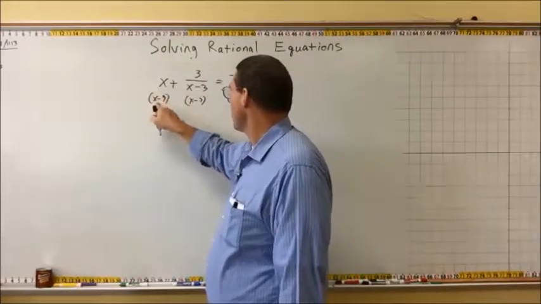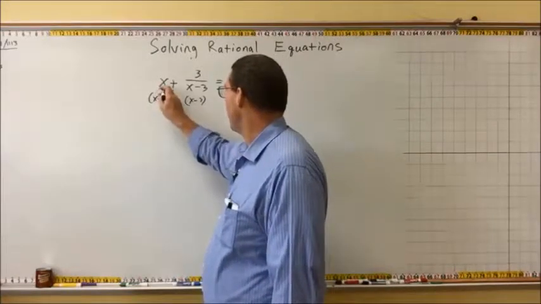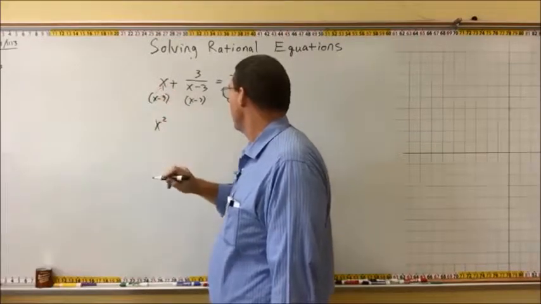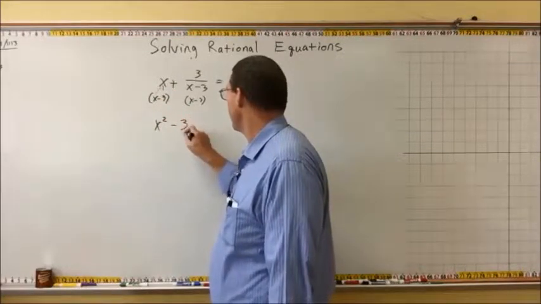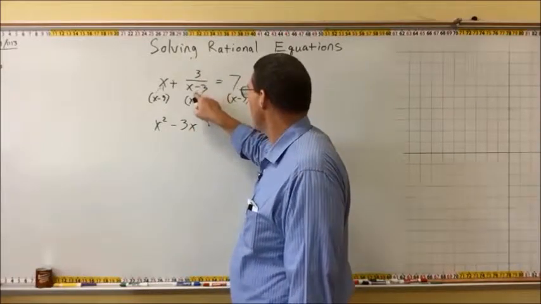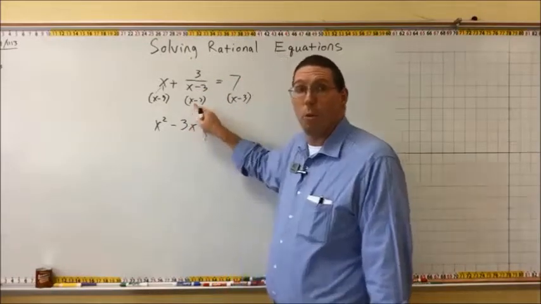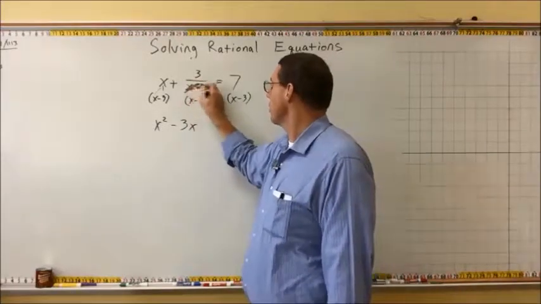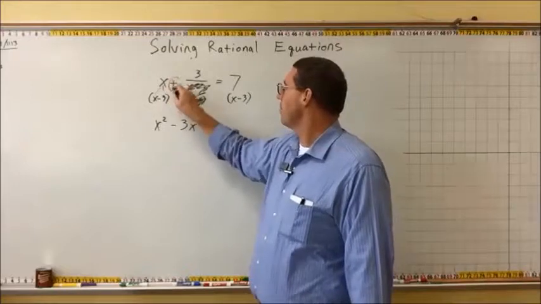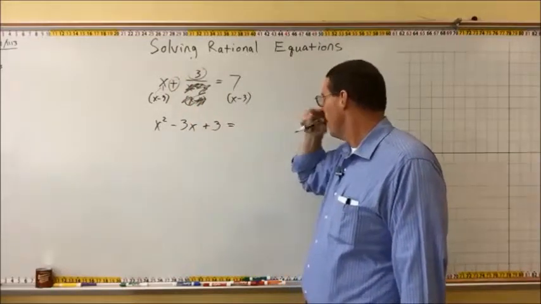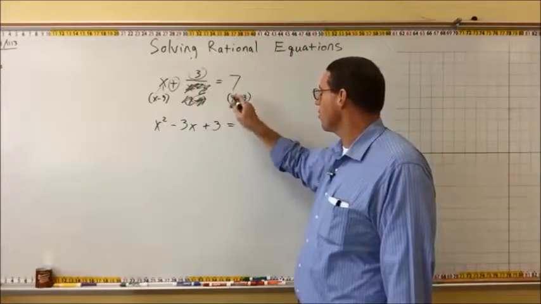So x times x minus 3, well, we have to distribute that. X times x is x squared. X times negative 3 is negative 3x. Now here, if we multiply 3 over x minus 3 times x minus 3, when you multiply by the denominator, it cancels the denominator. So we're just going to cancel the denominator, and all we have left is a plus 3. So plus 3 equals 7 times x minus 3.